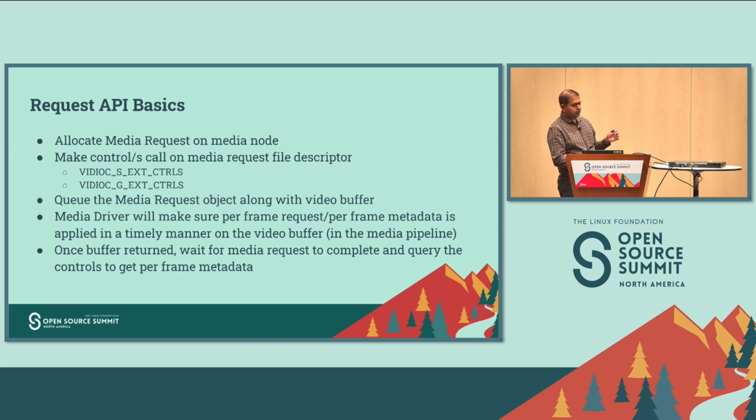So the way it works is you allocate a media request on a media node. There's a dev node that gets created for every media device, which is a device file /dev/media some number. And there is an IOCTL to allocate a media request using that. I will be covering the API in a later slide. Once that is done, you will get a file descriptor. That's what the allocate API does. It provides you a file descriptor.